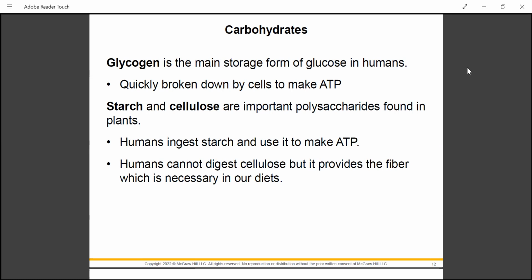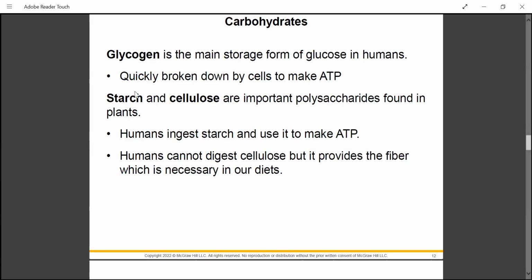Starch and cellulose are important polysaccharides that are found in plants. And humans will ingest starch when we eat lettuce, broccoli, whatever it is. Then we are going to be able to use the carbohydrates or the polysaccharides in those foods, just like we would if we ate pure sugar, to be able to make ATP. Humans cannot digest cellulose, but it does provide a lot of fiber, which we need in our diets to help us eliminate our excess carbohydrates.